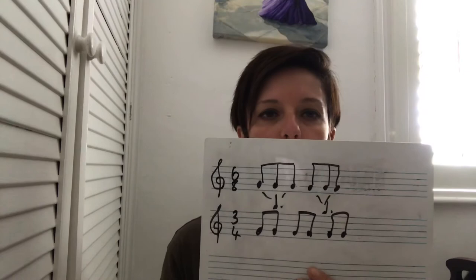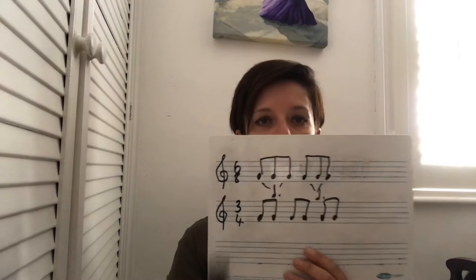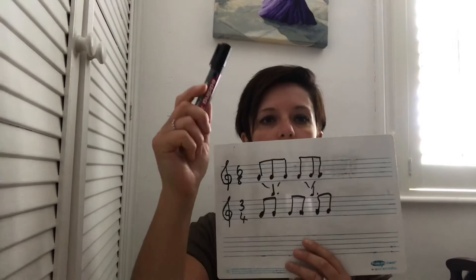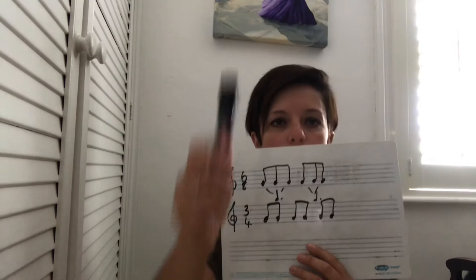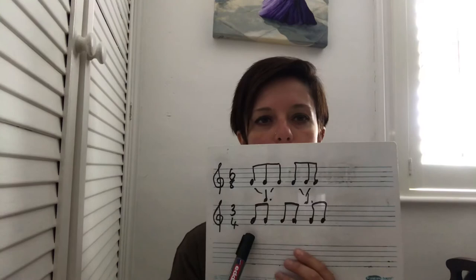Two dotted crotchet beats. So I'm just going to conduct 3-4. This is 1 and 2 and 3, and 1 and 2 and 3, and you could do that with me. And let's now conduct compound duple, which is two dotted crotchet beats. So we conduct it like 2-4. 1, 2, 3, 4, 5, 6. So here, this is simple triple time, and here, this is compound duple time.